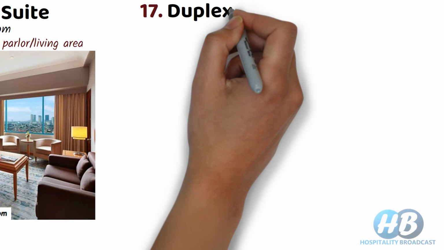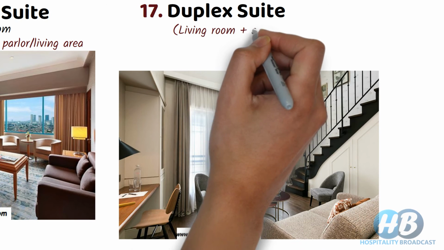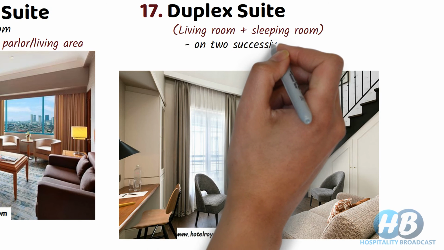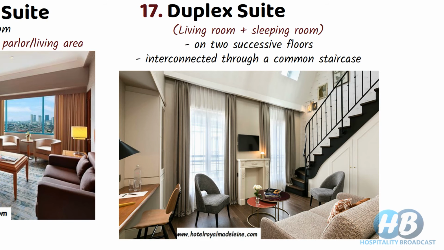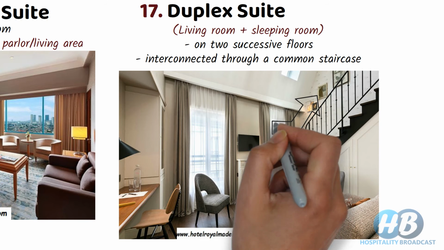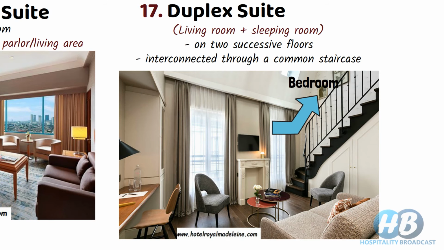Next we have duplex suite. In a duplex room, the two areas, that is living room and sleeping room, are on two successive floors interconnected through a common staircase. As you can notice in the picture, stairs are going up toward the bedroom. Normally, the room on the lower floor is made living area and upper floor room is made for sleeping purpose, that is bedroom.